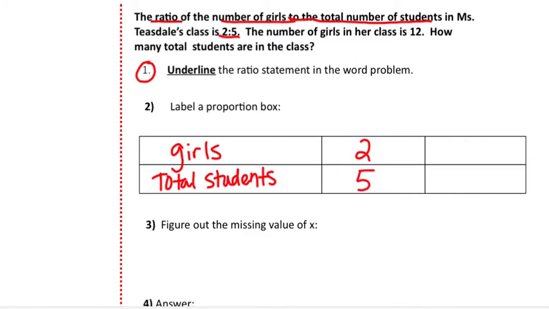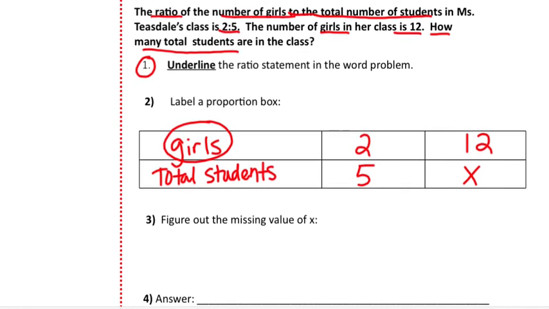The question says the number of girls in her class is 12. The question says how many total students are in the class. We know the girls is 12, and we want to know how many total students are in the class. Again, that tells us that the number of girls is 12, so I look at my label, girls is on the top, so I have to put the 12 on the top. Total students is on the bottom, and that's what the question is asking. How many total students are in class? That is the number I don't know. So that's my x.